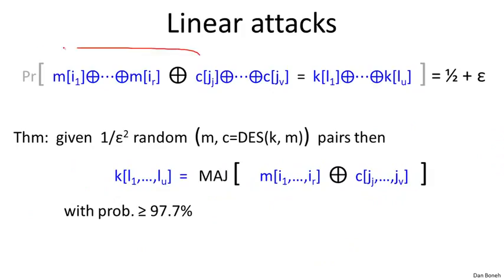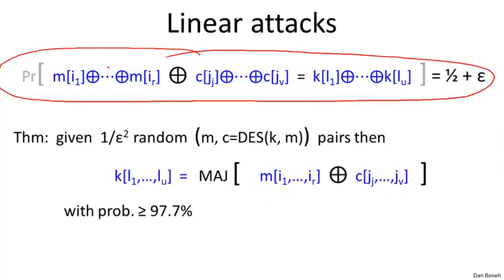Okay, so here's our relation, and the question is how to use it. With a little bit of statistics, you can use an equation like this to determine some of the key bits. Here's how you do it. Suppose you were given 1/epsilon² message-ciphertext pairs, and these have to be independently random messages and the corresponding ciphertexts. What you would do is use the left-hand side of the formula above to compute this relation between the message and ciphertext for all the pairs you were given.